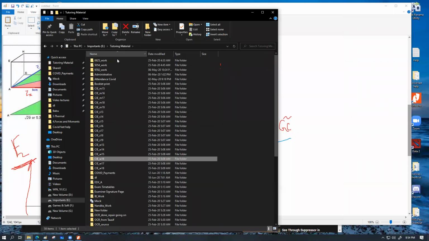Sir, is thermal the smallest chapter in the entire A2? In terms of worksheet volume, I'd highly say no. But maybe in terms of concept, it is yes. I'll tell you why in terms of concept is yes.